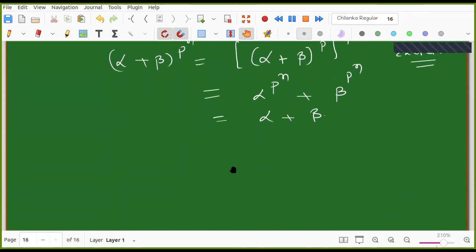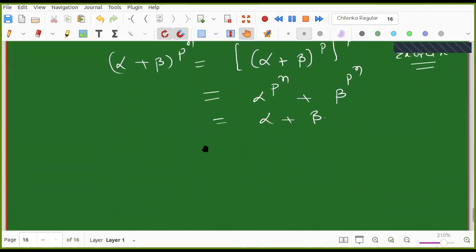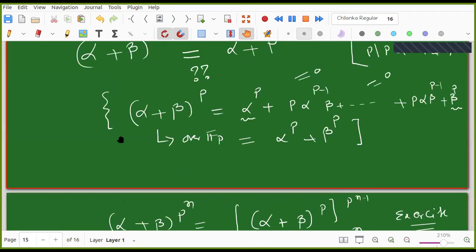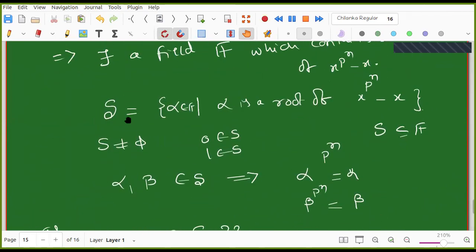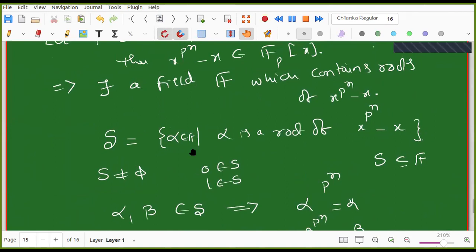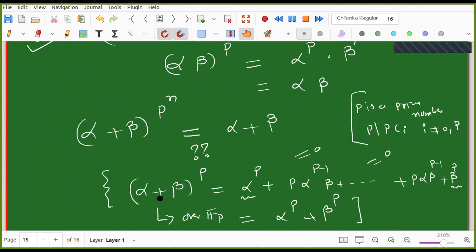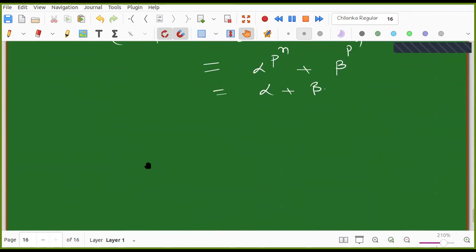So we proved that. What have we done here? We have shown that this S is closed with respect to multiplication and closed with respect to addition, and it is a subset of F. Then, is it necessary for me to prove existence of inverse and all?